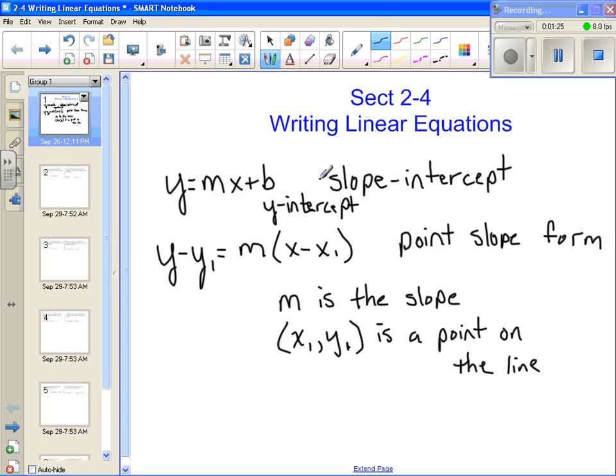Now, not so much the standard form of the line. Standard form of the line is very helpful to us when we're graphing an equation and we want to find the x and y intercept. But when we're actually writing a linear equation, we'll use one of these two equations.